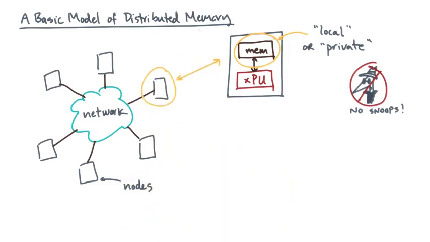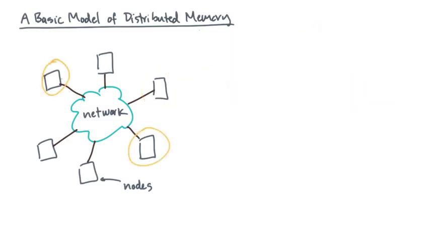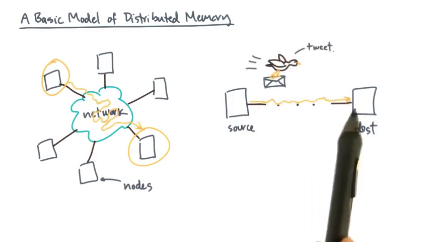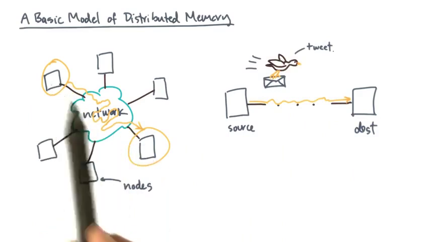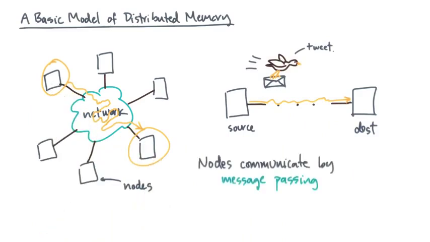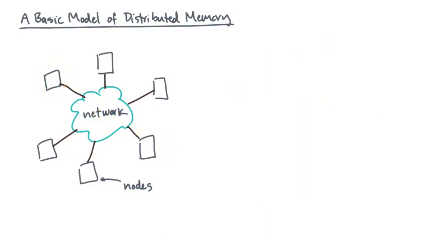Now, this abstraction of private memories is critical. It implies that to share data, nodes will have to send messages to one another. So for example, suppose this node wants to send data to this node. The only way to do that is the sender, or source, has to package up a message and then put it on the network. So this message will have to find some path through the network to get from the source node to the destination node. In contrast to shared memory, where we read and write shared variables, this style of parallel communication is called message passing.